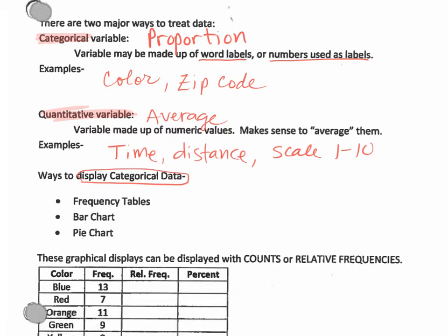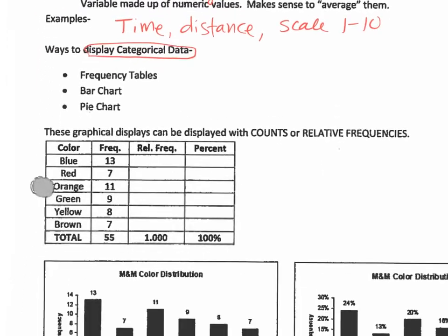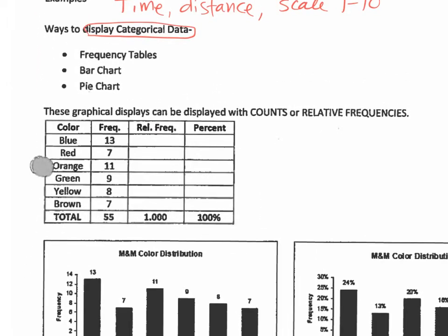A frequency table. You guys made a frequency table when you did your bear hunt lab. When you went outside and you tallied everybody's colors that they got, that was your bear hunt lab. So, for example, here, this was blue, red, orange. It was all the colors of the M&Ms. And you would have tallied and you got your frequency. So, frequency is the actual counts that you got.